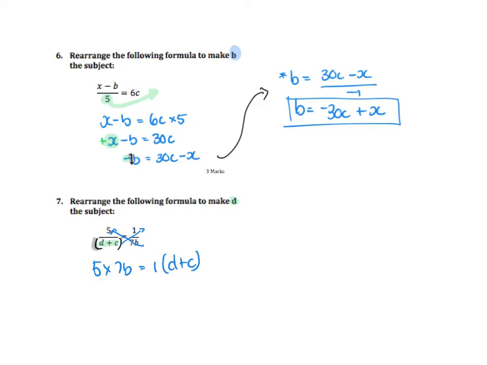All right, so we can times that out. That's 35b. And we can times this out as well. So we'll have 1d plus 1c. Okay, we're trying to get d by itself. So I'll move this, and over becomes 35b minus c equals d. And I've found a formula for d.